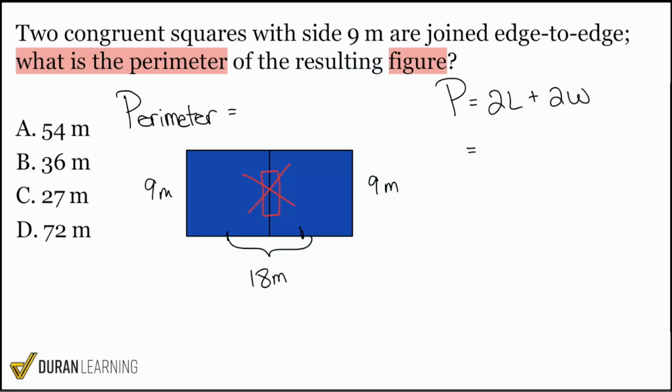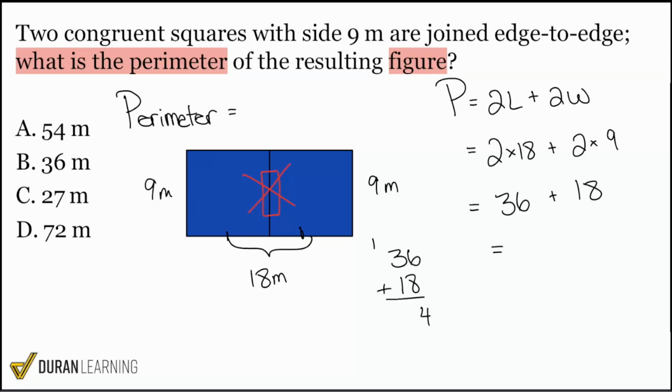So we have 2 multiplied by the length, so that'll be 2 times 18. Then we have 2 times the width, which is 2 times 9. So 2 times 18 is 36, and 2 times 9 is 18. Now we'll add both of these together. 36 plus 18: 6 plus 8 is 14, carry the 1, 3 plus 1 is 5. So we see that the distance around this rectangle is 54 meters, and we are good. The correct answer here is A.